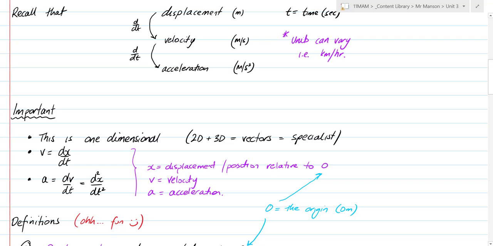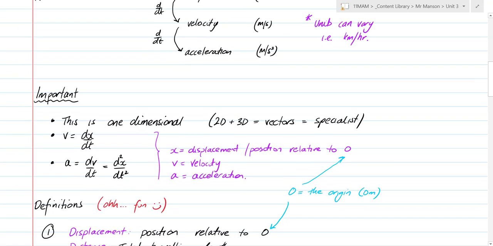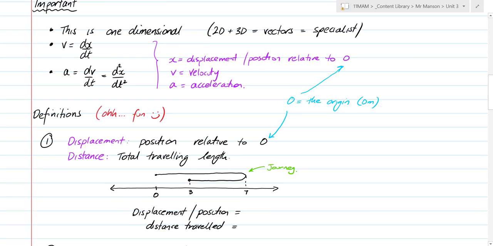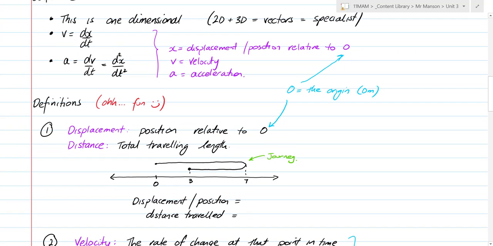O is the origin. If we ever talk about point O, it always means the origin. But just make sure you don't get it confused with 0. And here's some definitions that you should already know, pretty much. I'm just reviewing most of this.